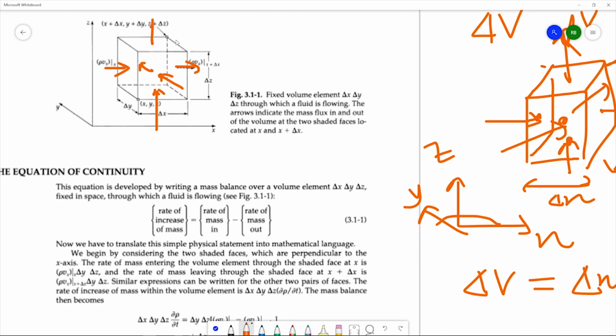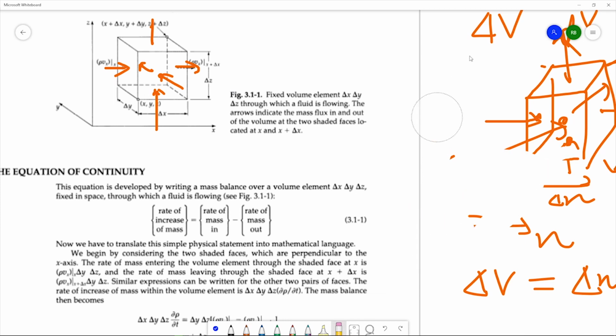So we have a total of 6 faces, one face for coming in and one face for going out. So you will have total in minus out, three pairs. Two faces are reserved for one direction, so we have 3 in and out pairs.